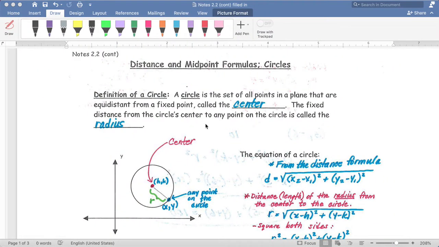Hello, this is Notes, Chapter 2, Section 2, continued. It's the continuation of the distance and midpoint formula section, but this time we're going to be looking at circles.